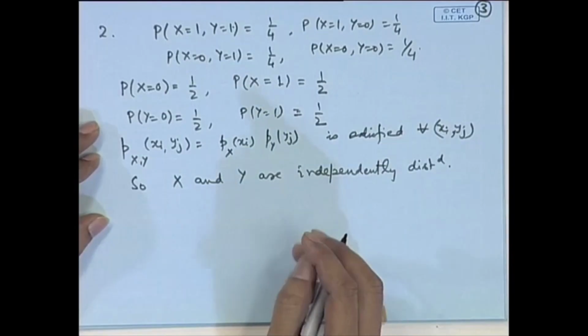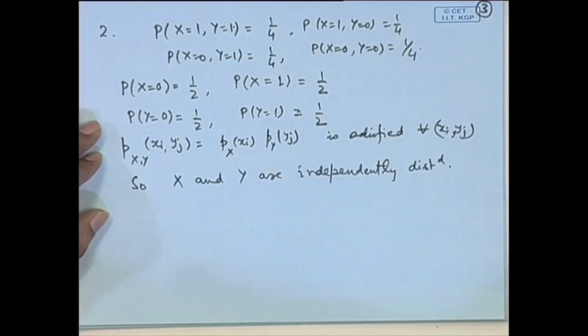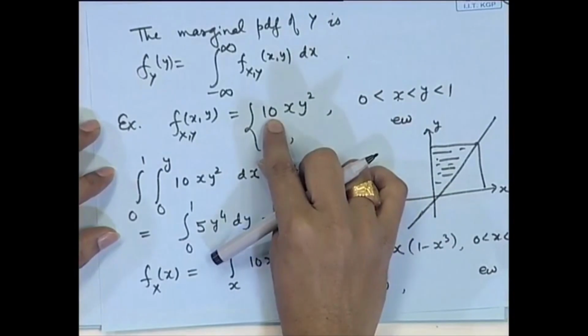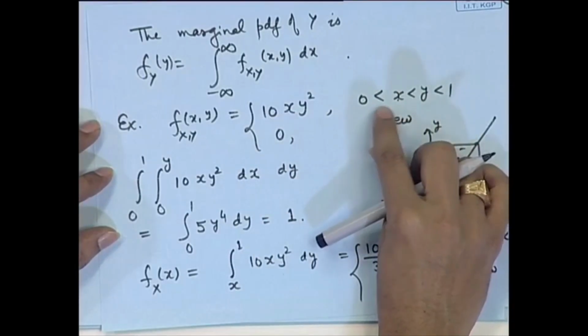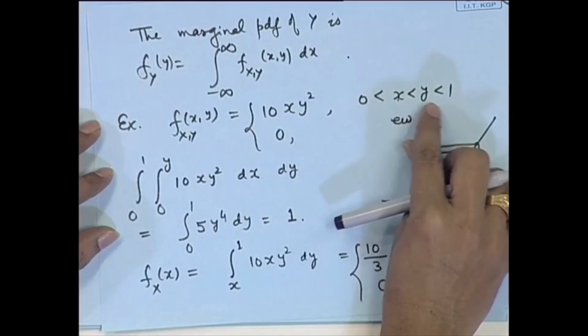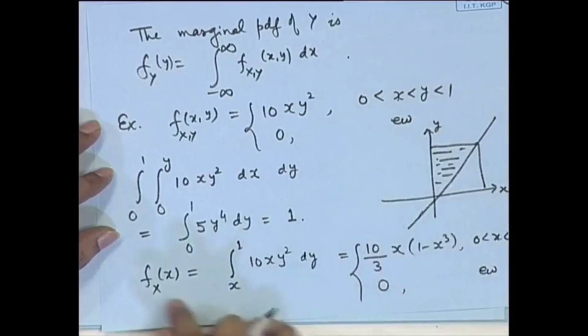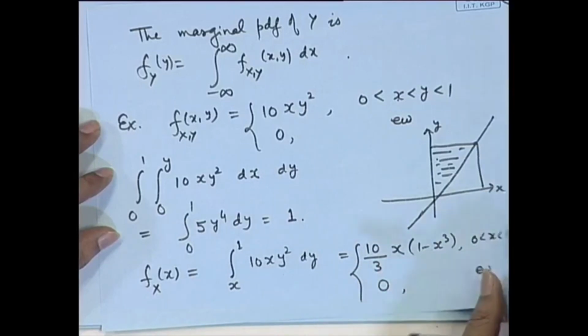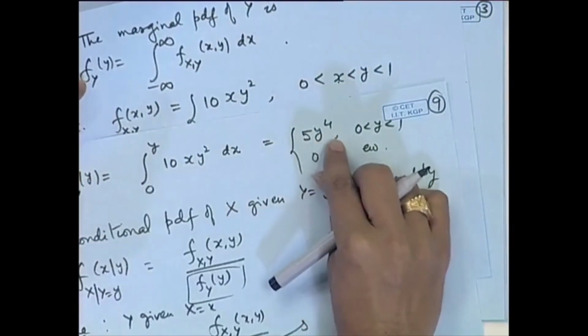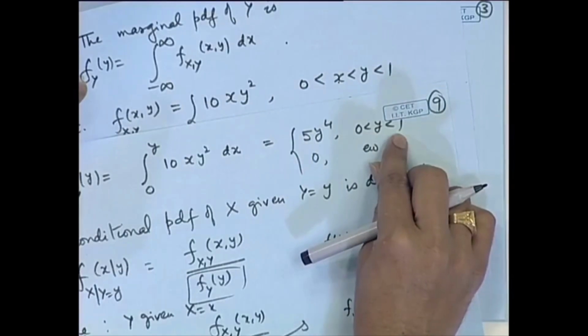On the other hand, if we consider a distribution such as f_xy = 10 x y squared, where x and y satisfy the condition 0 < x < y < 1, then the marginal distribution of x is 10/3 x (1 - x)^3 and the marginal distribution of y is 5 y to the power 4, 0 < y < 1.